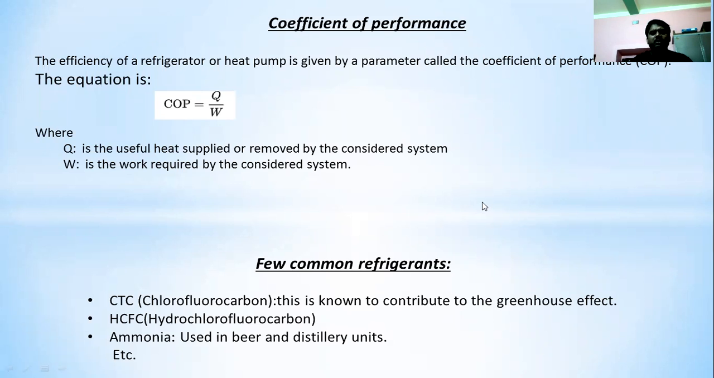Now we should know a few common refrigerants which are generally used. CFC, chlorofluorocarbon. This is known to contribute to the greenhouse effect. HCFC, hydrochlorofluorocarbon. Ammonia. Ammonia is widely used in the beer industry and distillery units, etc. So this is all about the refrigeration cycle.